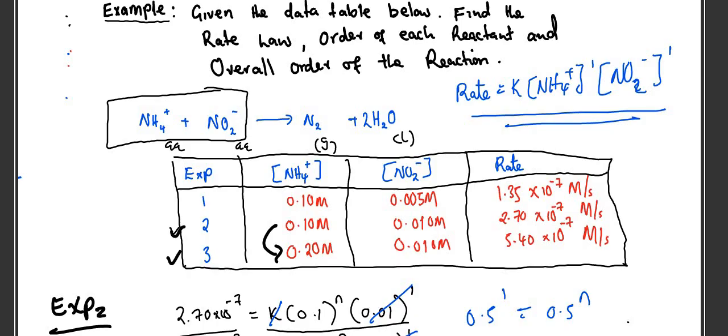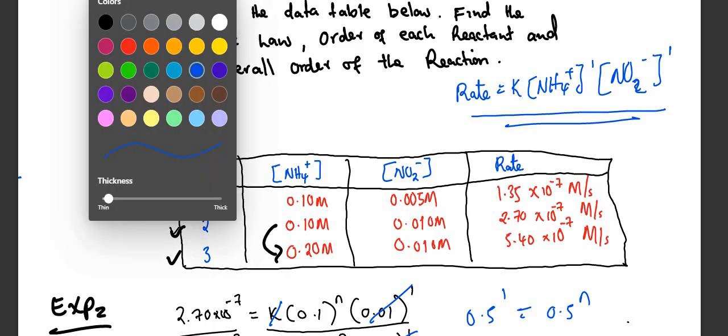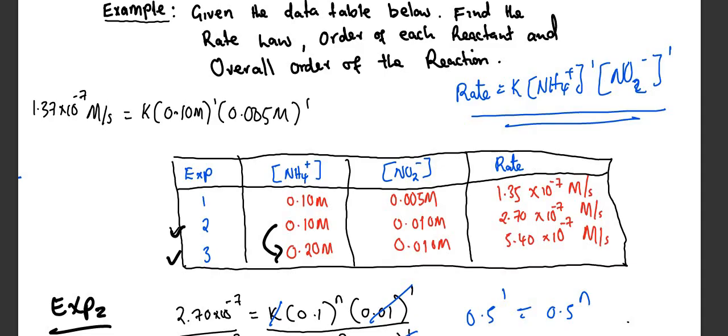I should have added how we get the rate constant. I should have posed it as one of the questions. To get the rate constant, which is K, that's the only time we get to use the units. You pick any trial from the trials that are given. So I'll choose experiment 1. You put the rate, which is 1.37 times 10 to the power negative 7 molarity per second, equal to K times the concentration of ammonium, 0.1 molarity to the power 1, and the concentration of nitrogen dioxide to the power 1 as well. We're looking for K.